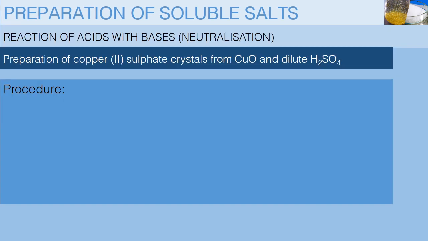Next, it is the preparation of salts using the reaction between acids and bases. Now remember, there is a difference between a base and an alkali. In the previous reactions, we were dealing with soluble bases, which are known as alkalis. I hope you remember, an alkali is a base that is soluble in water.